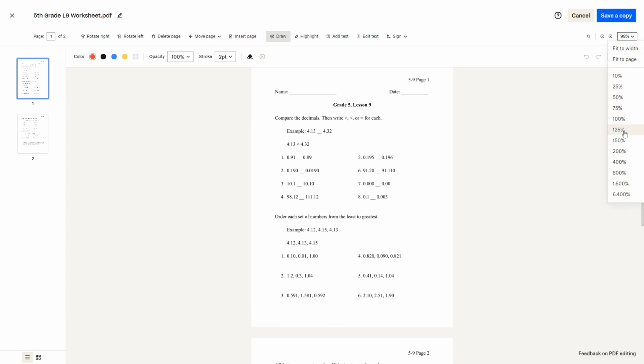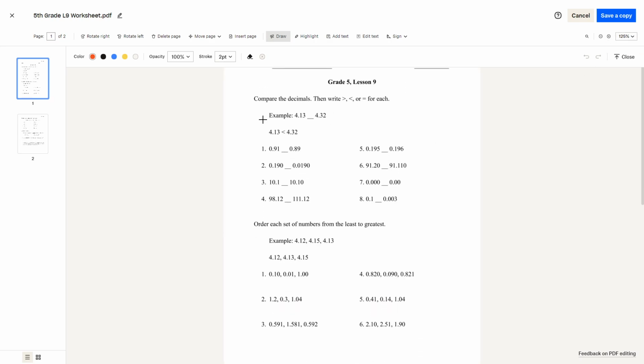Question number 1. Compare the decimals, then write greater than, less than, or equal to for each. Example 1, we see that 0.91 is greater than 0.89, so we'd write greater than.